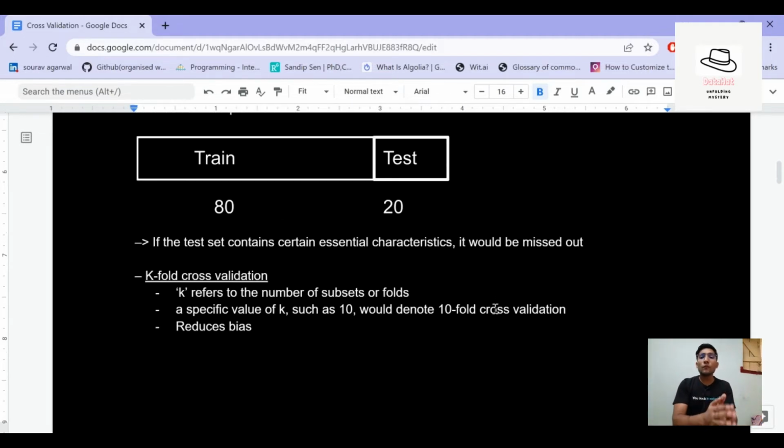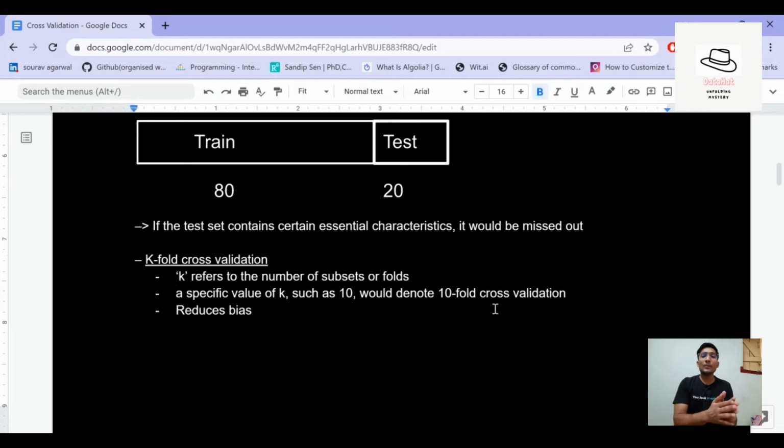Next up, we go for the k-fold cross validation. So when we talk of k-fold cross validation, here instead of having two splits, we split our entire data set into k splits, right? The k in k-fold comes from the number of splits that we make for our data.